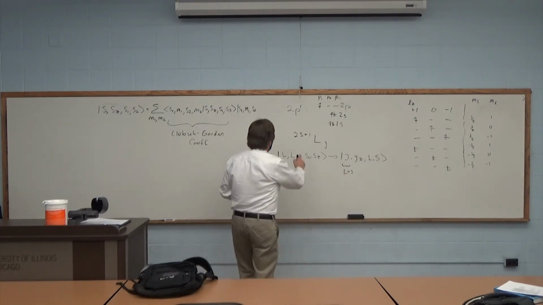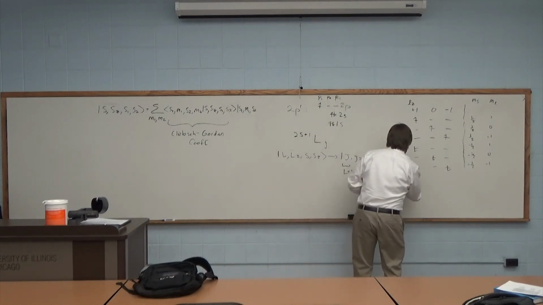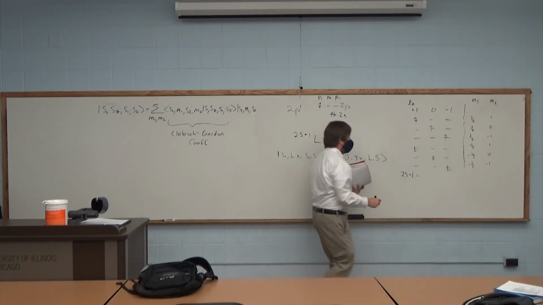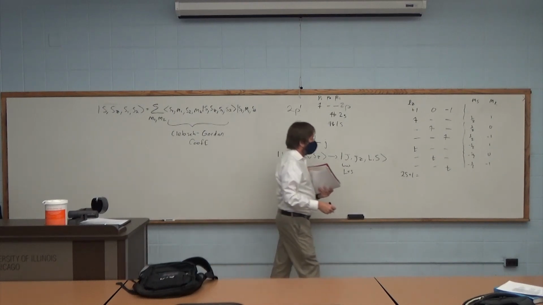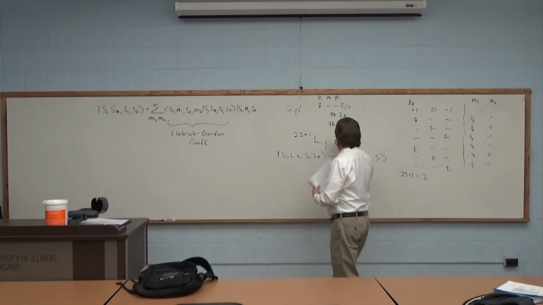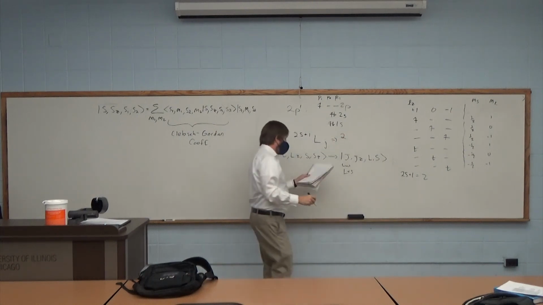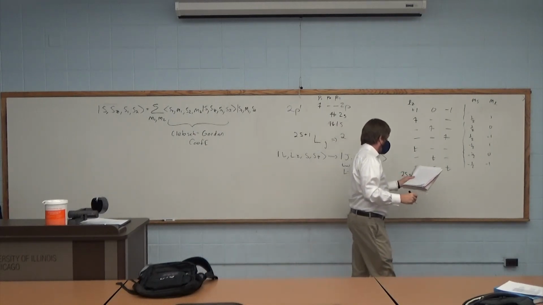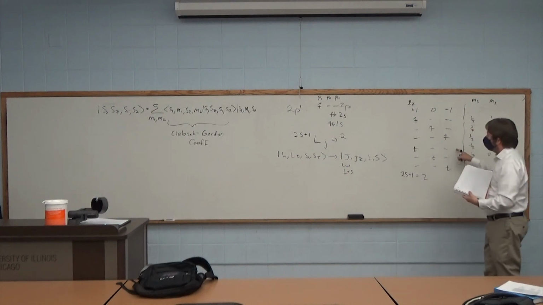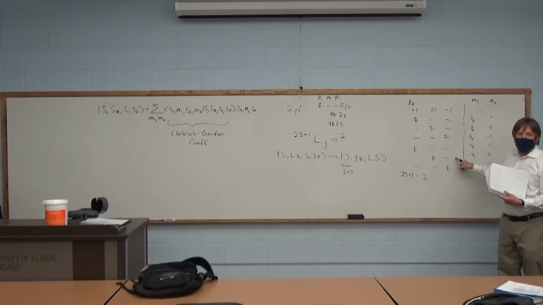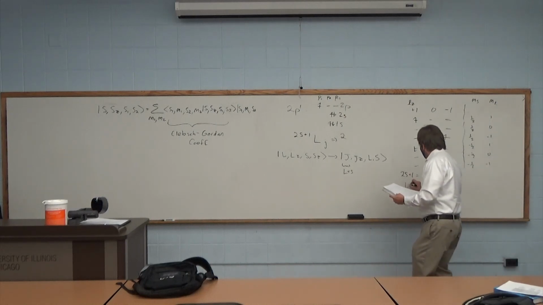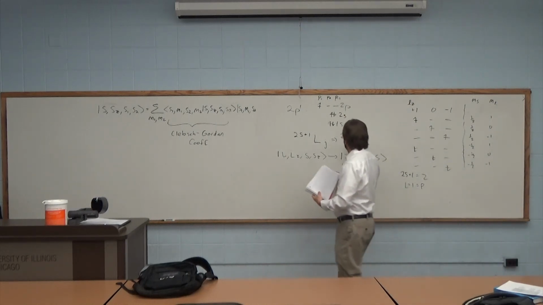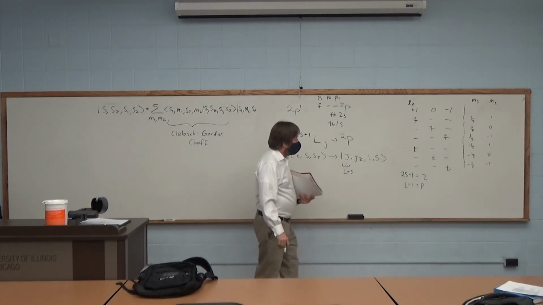Now, real quickly, if I'm going to get to this, what's 2S plus 1? It's 2, so it's a doublet. Now I've got to get to L. This one is actually going to be quite easy. What do you think L is for each one of these states? It's just 1. Just P.